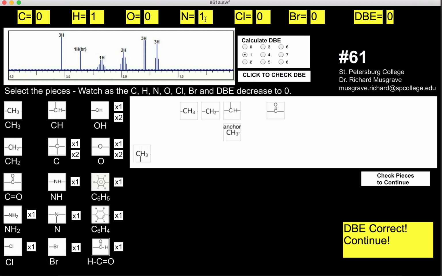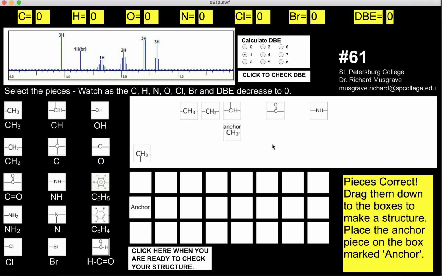So the main reason that I can say that it's not a C double bond N and an OH is because there is no choice for a C double bond N in these pieces. And generally speaking, in real life, when you're looking at these compounds, a C double bond O is going to be far more likely than a C double bond N because they're just far more common. So that should be all the pieces, and it is. And we can now go ahead and put these together.